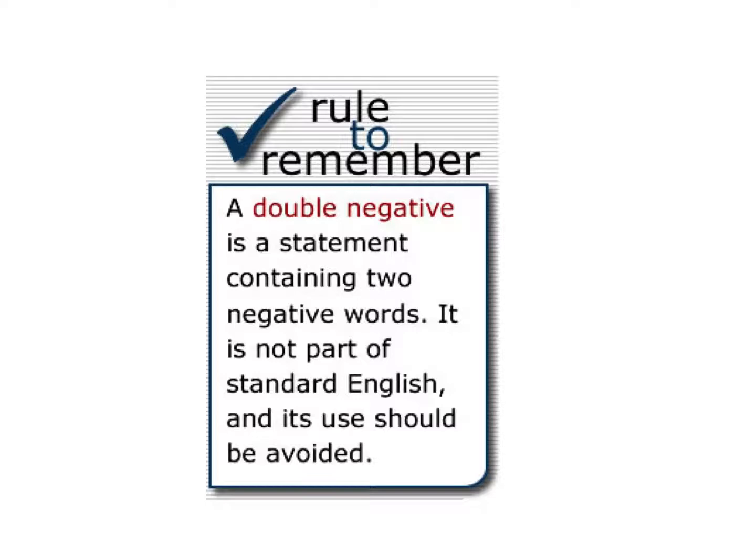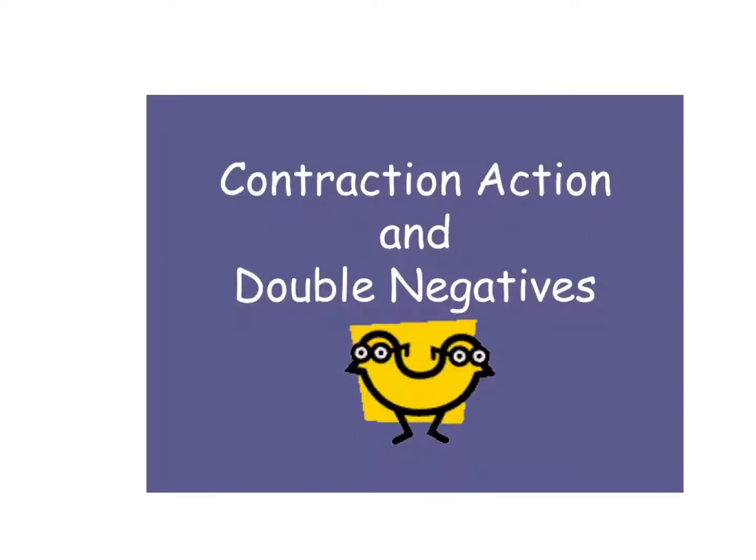Now, this is the rule to remember. A double negative is a statement containing two negative words. It is not part of standard English, and its use should be avoided. Okay, so that's it for contractions and double negatives.